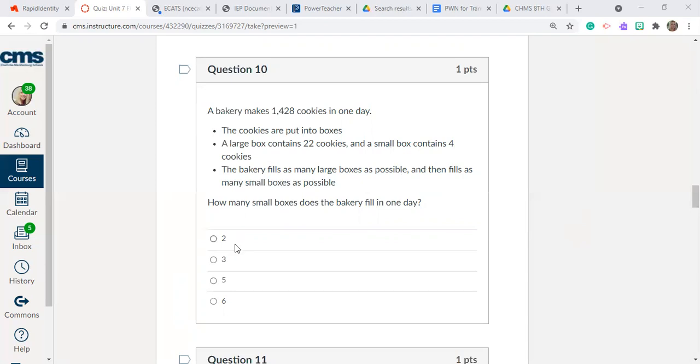Okay, your answer choices are 2, 3, 5, or 6. Pause and do the work for this question.